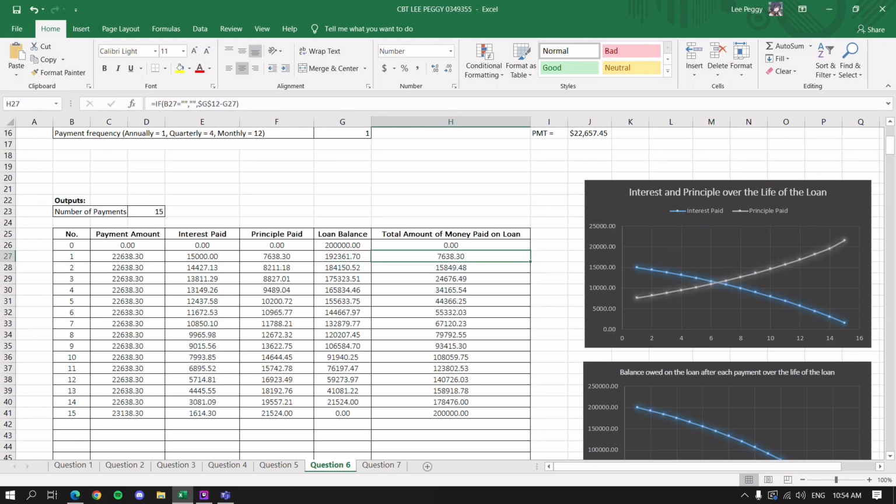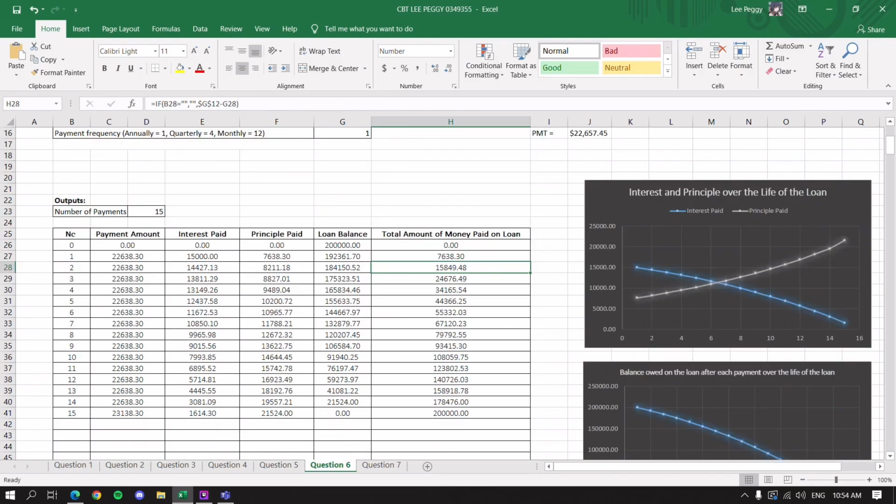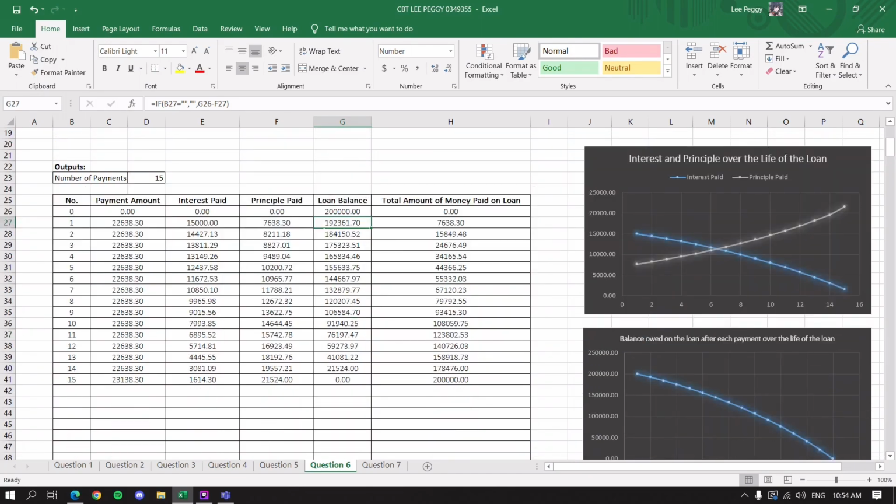And then the total amount of money paid on loan as required by the question means the accumulated principal paid. To calculate this, we can just use the initial amount of loan minus the loan balance of the current year, and then we can get the accumulated principal paid. So after we have all the functions, remember to drag it down the whole column so the whole table is optimized.